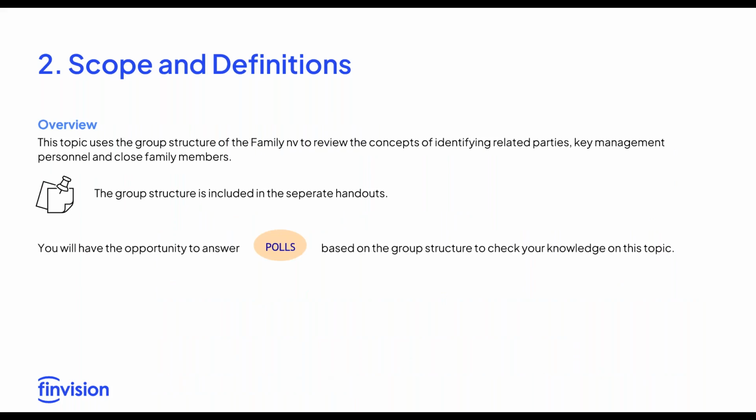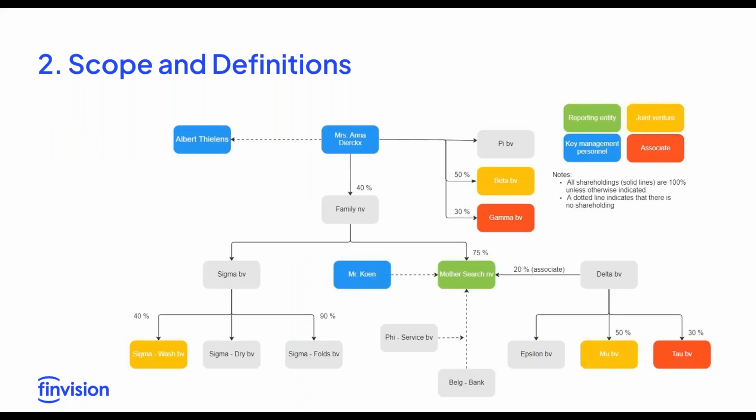So in the following slides, we will create the opportunity to also answer some polls to see what knowledge you already have on related parties and the application, in fact, of the definitions to some practical examples. You have, like Hans said, in the handouts, a separate group chart of family NV. It can be useful to put that aside from the webinar to have a look at it during the examples. So this is the group chart of family NV, which you can also open separately from the PDF handout.